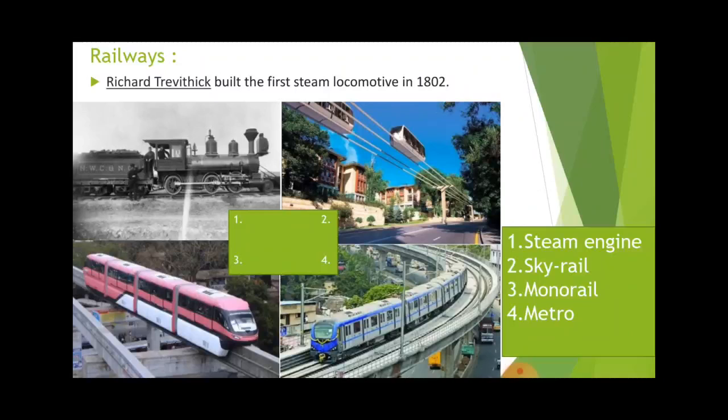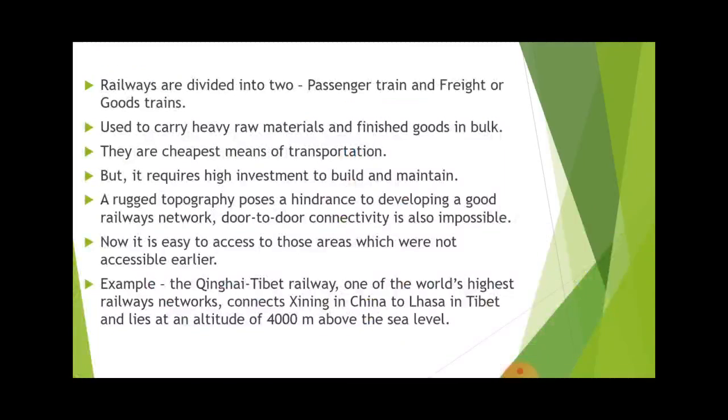So the railway is the cheapest roadway or landway system, which helps us carry many passengers at a time, as well as huge goods at a time. So this is the railway or landway transport, which is used for various purposes. The railway is divided into two: the passenger train and the freight train or goods train. The passenger train always carries passengers, and the freight train carries goods or products, the heavy bulky products. It is used to carry heavy raw materials and finished goods in bulk.